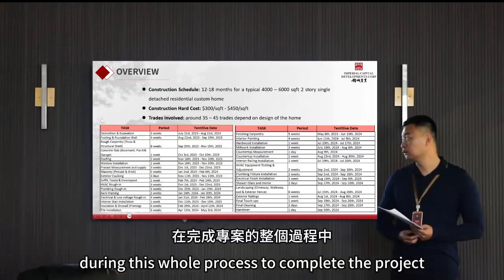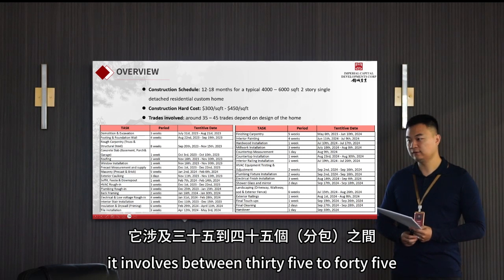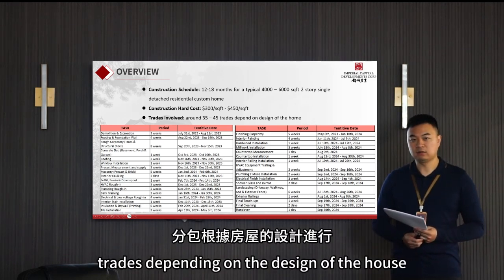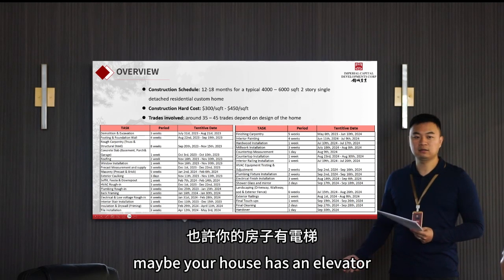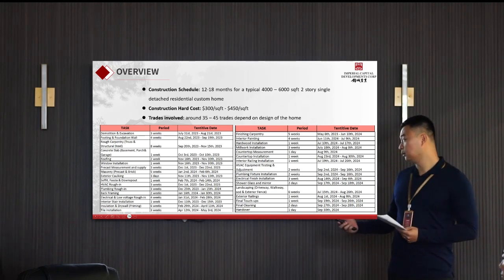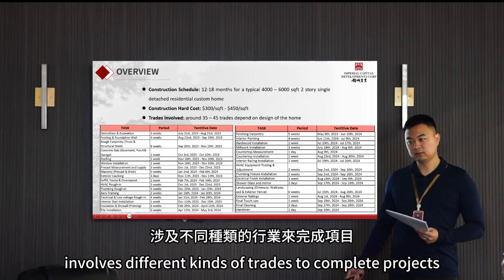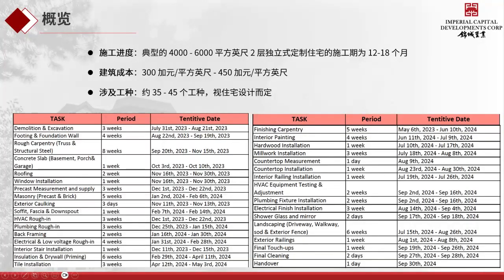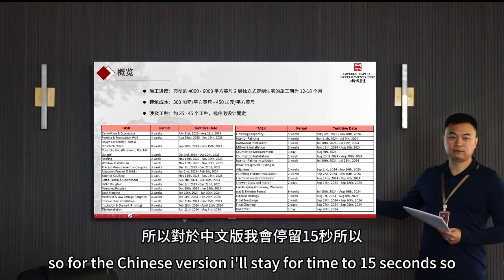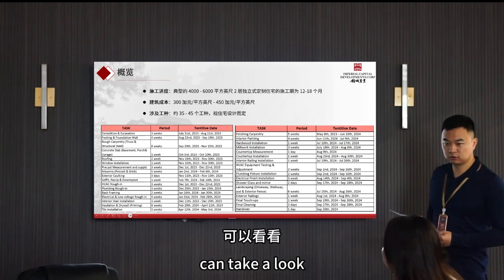During this whole process, completing the project involves between 35 to 45 trades, depending on the design of the house. Maybe your house has an elevator, a walk-in wine cellar, a sauna, or a theater room; that involves different kinds of trades to complete the project. For the Chinese version, I'll stay for 10 to 15 seconds, so folks who don't know English can take a look.